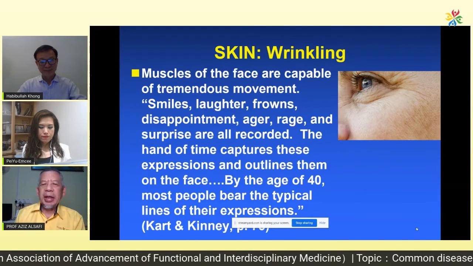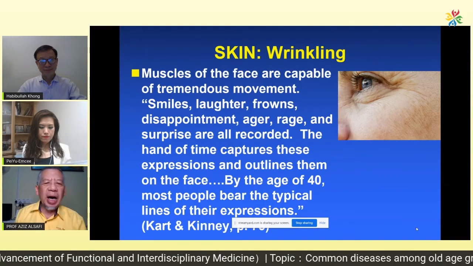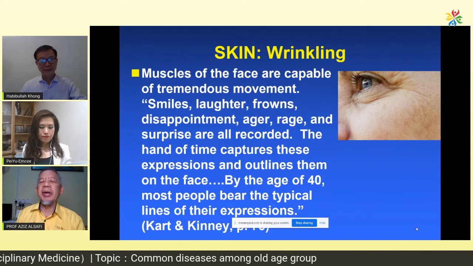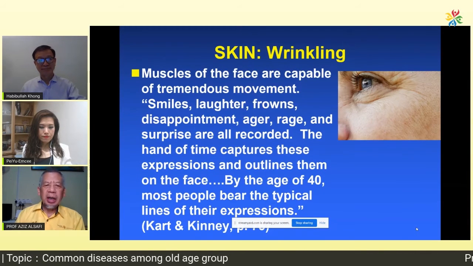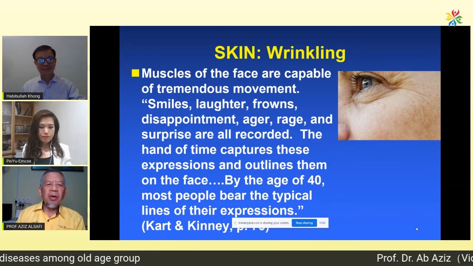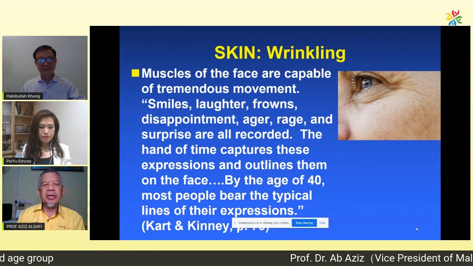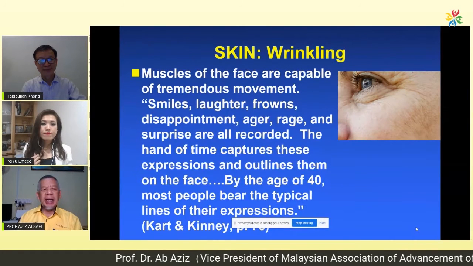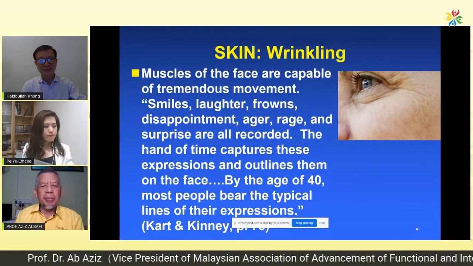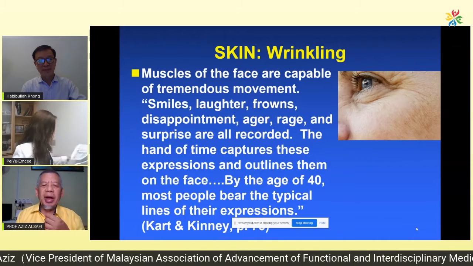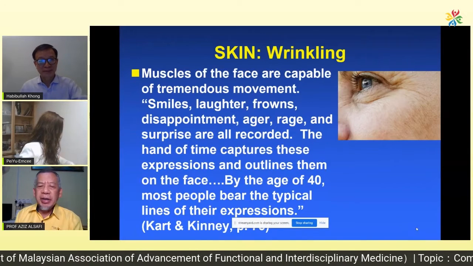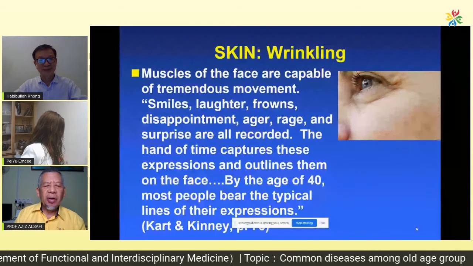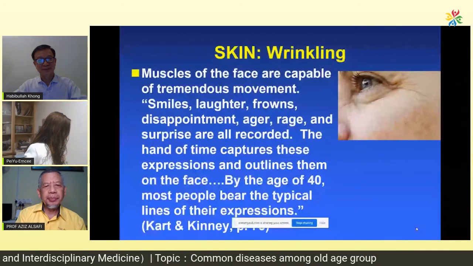All parts of the face, for example the forehead, around the eyes. Muscles of the face are capable of tremendous movement. Smile, laugh, frown, disappointment, anger, rage, and surprise are all recorded. The hand of time captures these expressions and outlines them on the face. By the age of 40, most people bear the typical lines of their expressions.